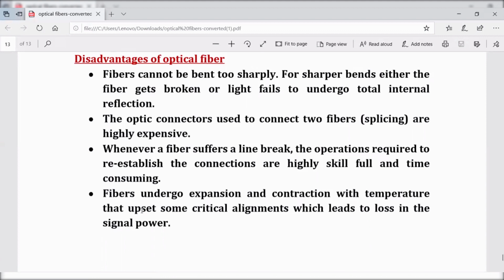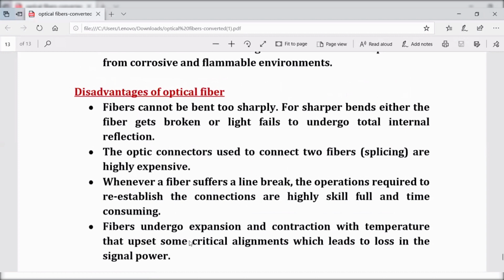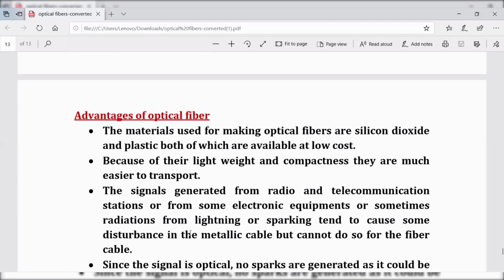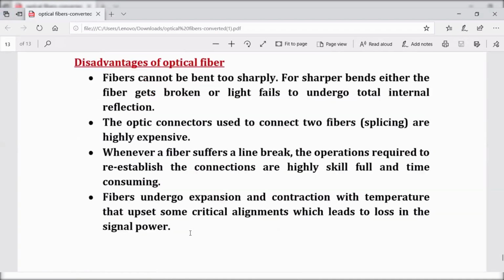The last disadvantage which we have taken is fibers undergo expansion and contraction with the temperature that may upset some of the critical alignments, which may lead to the loss in the light signal. So these are the disadvantages of the optical fiber. So you have advantages also, you have disadvantages also of the optical fiber.